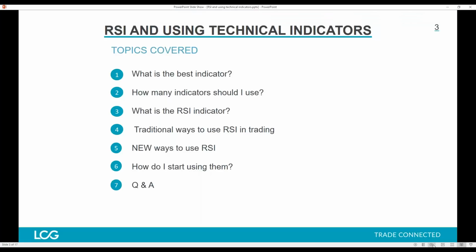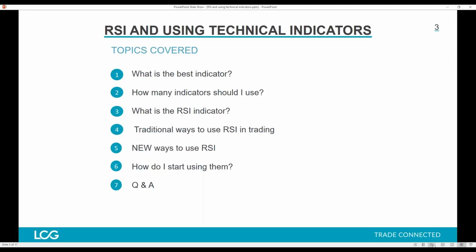So this is what we're going through today. What is the best indicator? It's just a classic question that we all ask when we first start trading. I certainly did. Most people I talk to who are beginning trading ask that question. Is logical enough. Second question, how many indicators should I use? Again, logical enough. It's a question that needs answering, but as you'll see, the answer is not always as straightforward as we'd like.